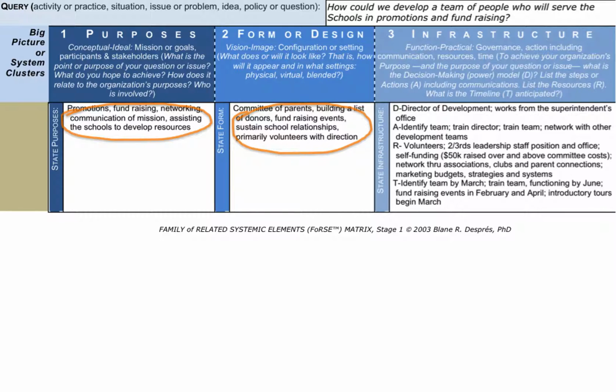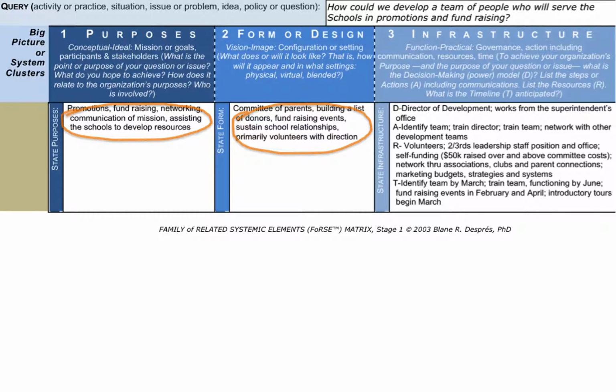Now, with those changes noted, and we'll look at those a little bit further on in this video, we move on to the second cluster, which is the form or design. Again, a good first attempt. There are some additional items here that should be included or altered. We also need to know where these actions will take place, such as in the organization. Is it designated or shared office space?